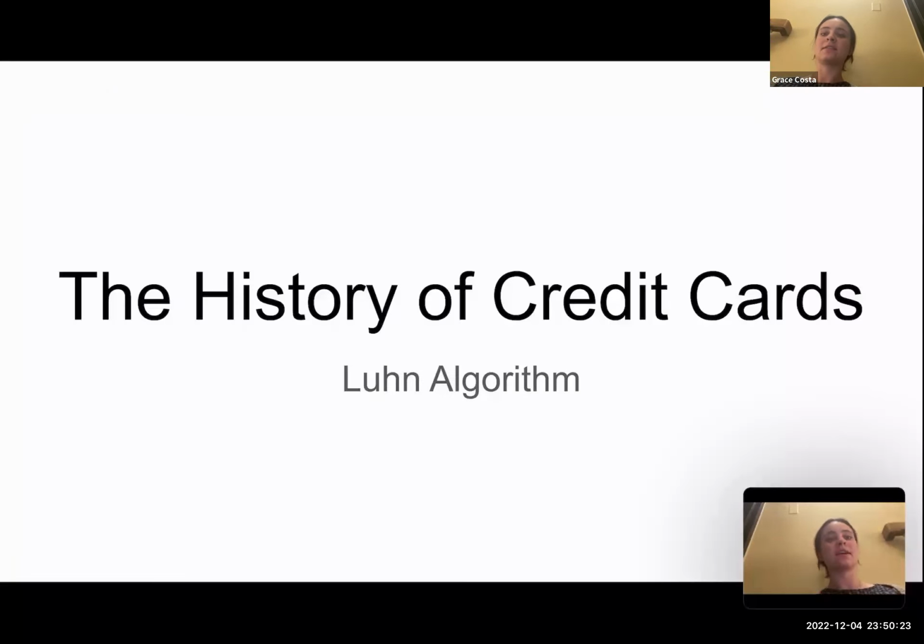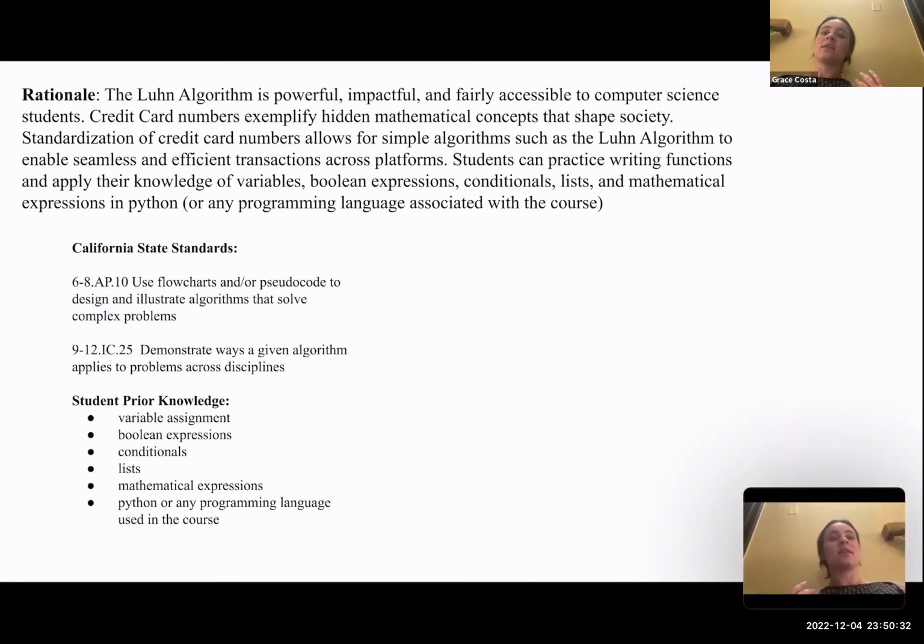My history and STEM blend lesson covers the history of credit cards and the Luhn algorithm. The lesson is designed for an AP computer science class, and it addresses the two standards listed below: the use of flowcharts and pseudocode to design and illustrate algorithms that solve complex problems, and the standard to demonstrate ways a given algorithm applies to problems across disciplines.